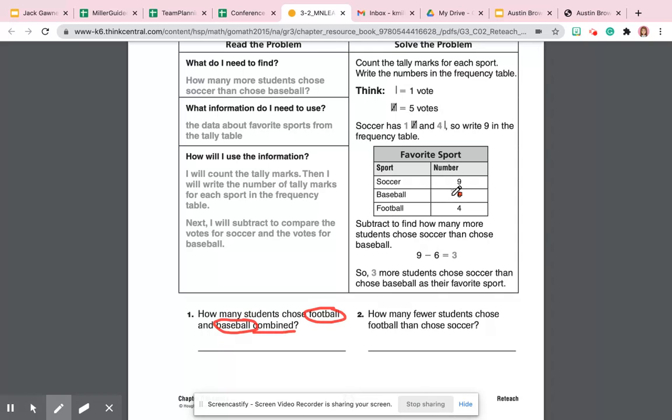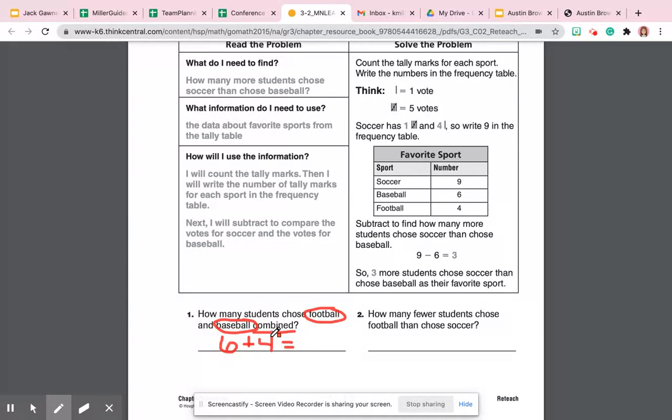So when I combine football and baseball, I'm going to be doing 6 plus 4 equals, and I'm going to add those two numbers together. You can add those two numbers together in any way that helps you best. You can use your fingers. You can use some counting chips. If you don't have counting chips at home, you can choose anything to count, or you can use a number chart. So once you add 6 plus 4, then you're going to go on to problem number 2.